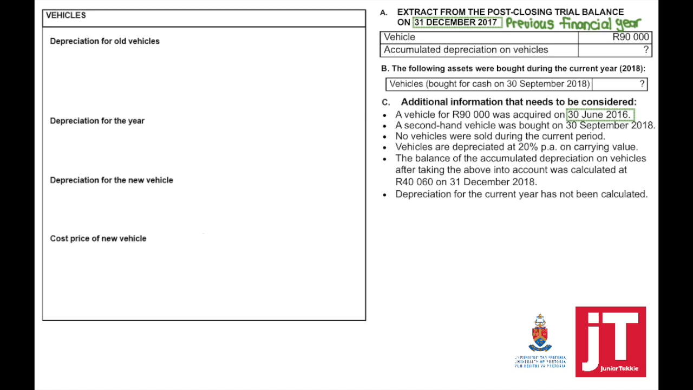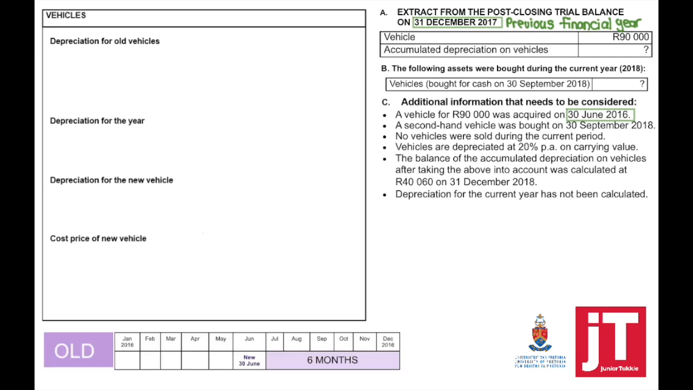This question is a little bit more complicated because I first need to update what is my accumulated depreciation on the asset. We need to calculate the depreciation on the old plus the new. And take note, they didn't provide us with the cost of the new vehicle. So how do I start this now?